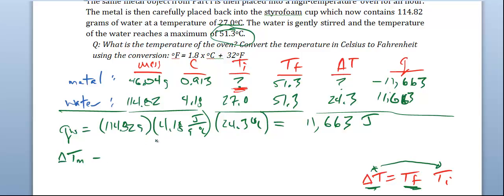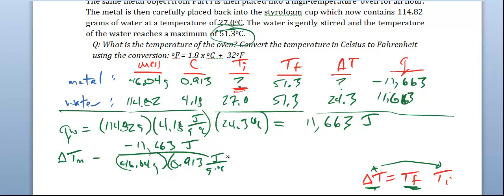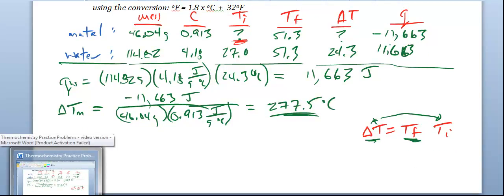So we're calculating the delta T of the metal, and when you solve for that, you should get Q over M times C. So Q is negative 11,663 joules over the mass, which is 46.04 grams, divided by the specific heat. And notice, I'm being really consistent about always including my units. That's just something that you should definitely get used to doing. When you do that calculation, you should get 277.5 degrees Celsius, and that's the delta T, not the actual temperature of the oven yet.